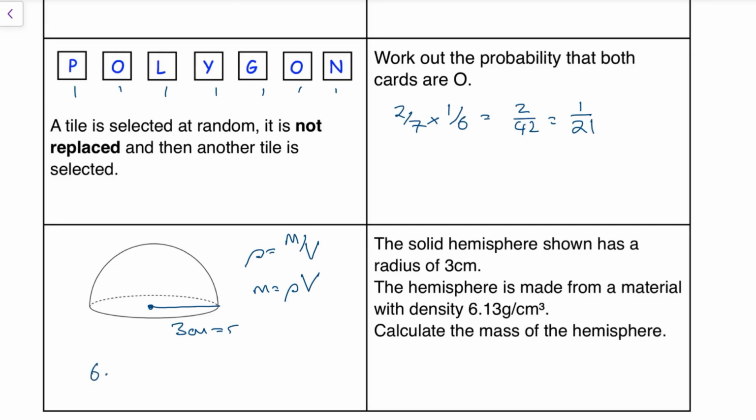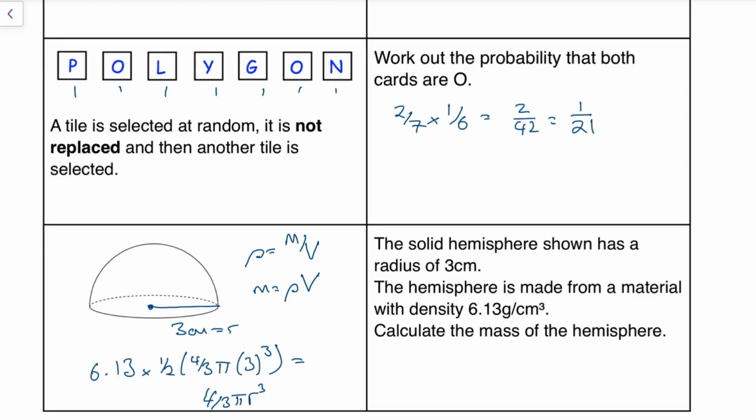So the density is 6.13 in grams per centimeters cubed. The radius is in centimeters, that's good. And then my volume is a half, because it's a hemisphere, times 4/3 pi r squared, where r is 3. So basically I'm just going to put this in my calculator. Let's just correct that. So 4/3 pi times r cubed. Oh, I think I said squared. So let's say that again clearly. The volume of a sphere is 4/3 pi r cubed. I don't want half of that. So anyway, I've got 6.13 times a half times 4/3 pi times 3 cubed.